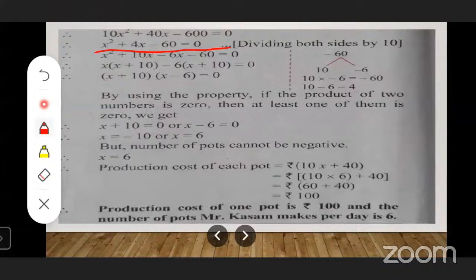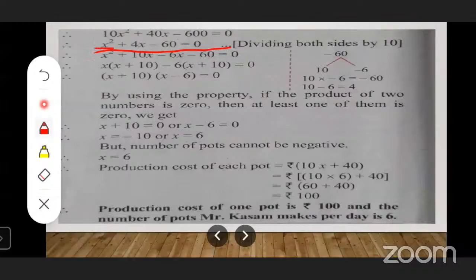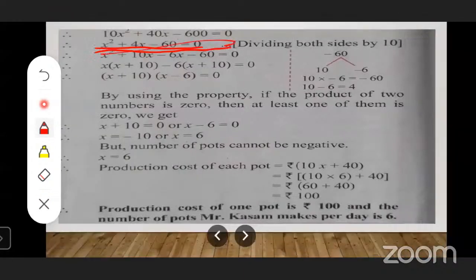So you will get x square. Now what is your duty? Yes, you have to further simplify this quadratic equation by finding out the solution of this quadratic equation by either factorization method, or by completing square method, or formula method. Here I am using the factorization method. In the factorization method you need to know which is the middle term and what is the last term.